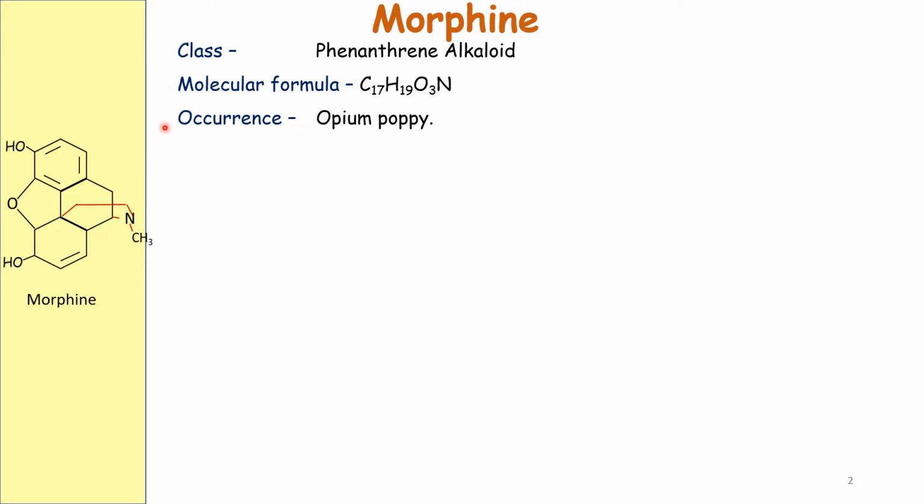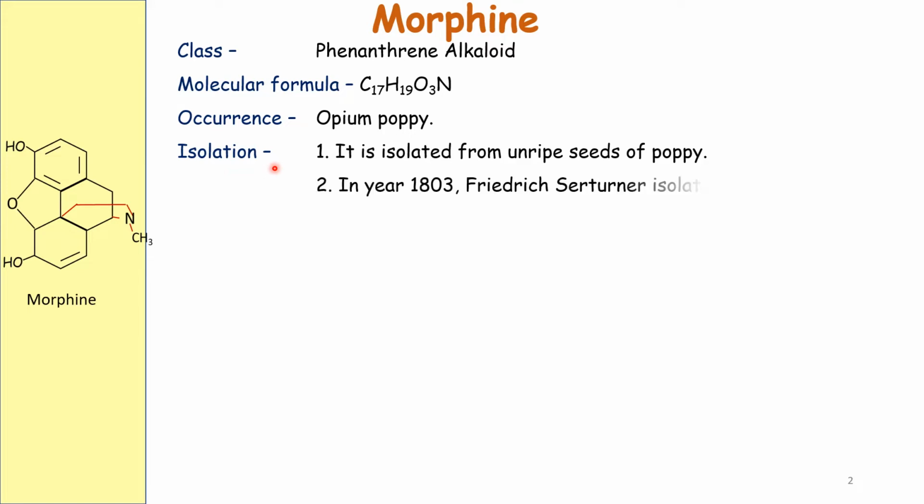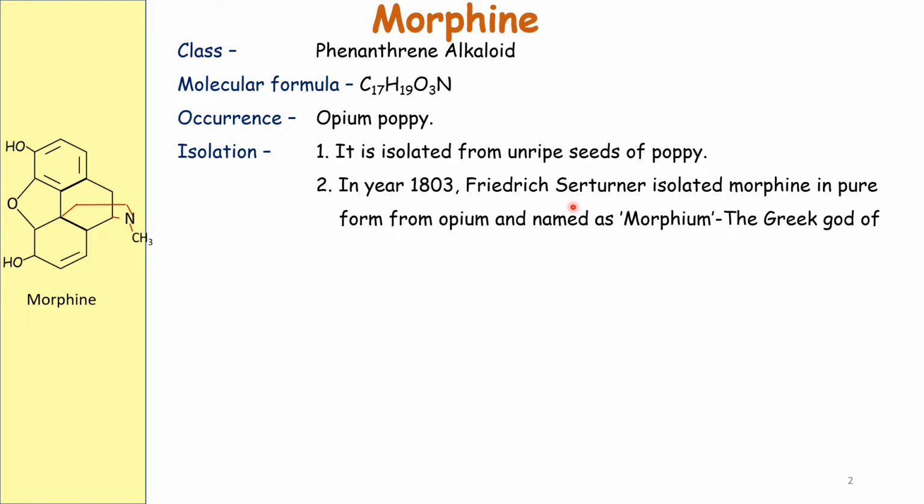Occurrence: morphine occurs in the family Opium poppy. In Marathi it is known as Afu. It is isolated from unripe seeds of poppy. In the year 1803, Friedrich Sertürner isolated morphine in pure form from opium, and that compound was named morphium, after Morpheus, the Greek god of sleep and dreams. Therefore, its name is morphine.